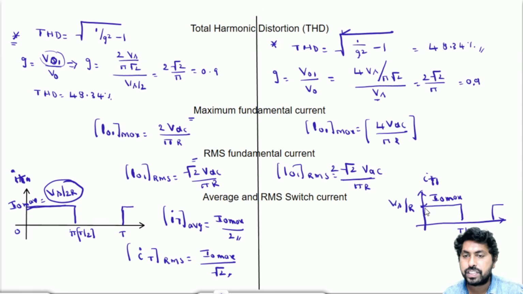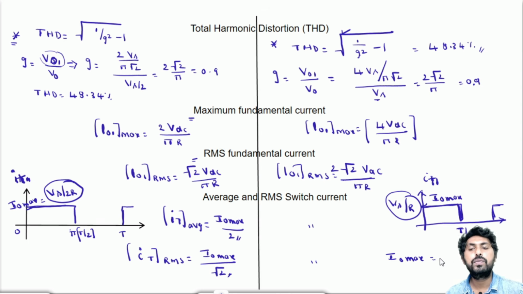Because the switch T1 is conducting for the period of T by 2, and we are getting the same waveform here also. But the difference is that in this case IT1 max will be I0 max, which is equal to Vs by R. Here it will be Vs by 2R. So this is the only difference here.